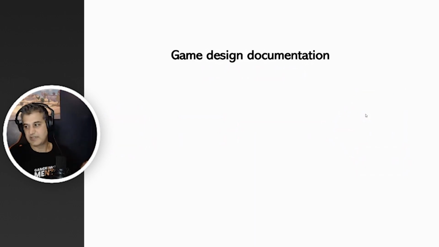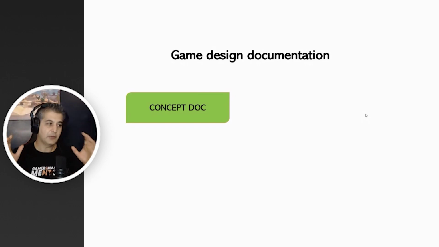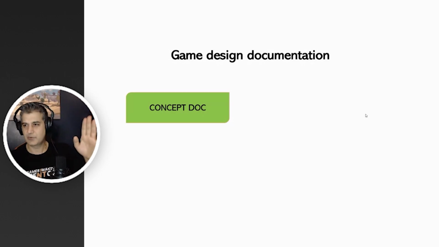Now let's talk about game design documentation. Super, super important. What's the first thing that a game designer makes? A concept document. A concept document is kind of like a baby game document. It's just one or two pages, a very rough concept document. It doesn't have all the details of a game. It's just like, okay, this is what the game is going to be, this is what the mechanics are going to be, this is what the story is going to be. Literally one or two pages, you can read it in one or two minutes.